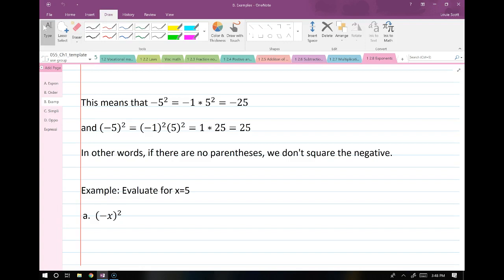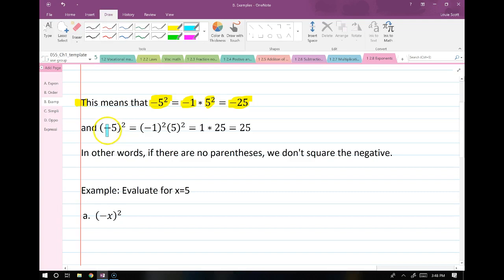Oh, I should go over this real quick. So before this next example, this is just kind of an example of why those parentheses mean so much. So this first line here, we can see we have a -5 squared without parentheses, right? That means that the square is only attached to the 5 and not the negative, because there's no parentheses. So this means it's -1 times 5 squared, which gives us an overall result of -25.